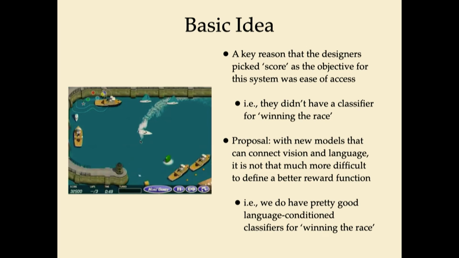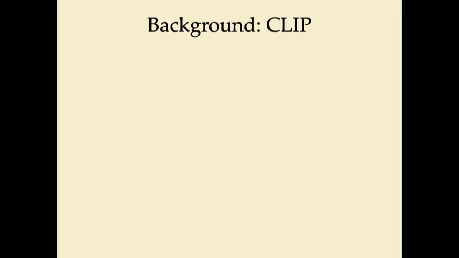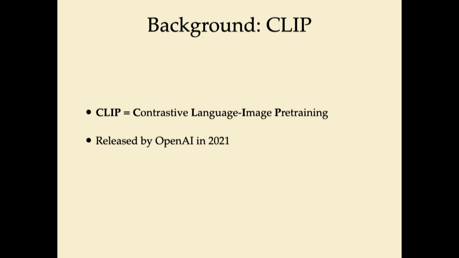i.e., you can have a pretty good language-conditioned classifier for winning the race, basically out of the box. What's the tool that this is going to build on top of? Well, it's going to be approaches that are built around things called CLIP and other similar ideas. CLIP stands for Contrastive Language Image Pre-training, and the early versions of it were released by OpenAI in 2021.